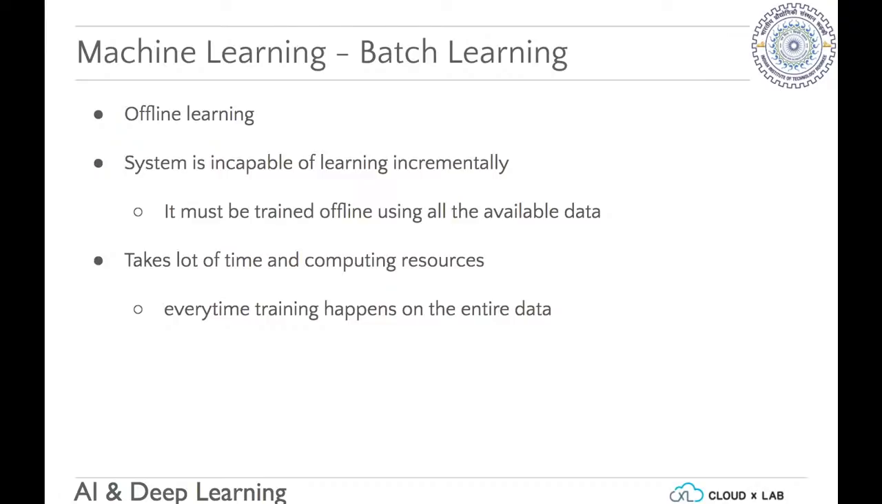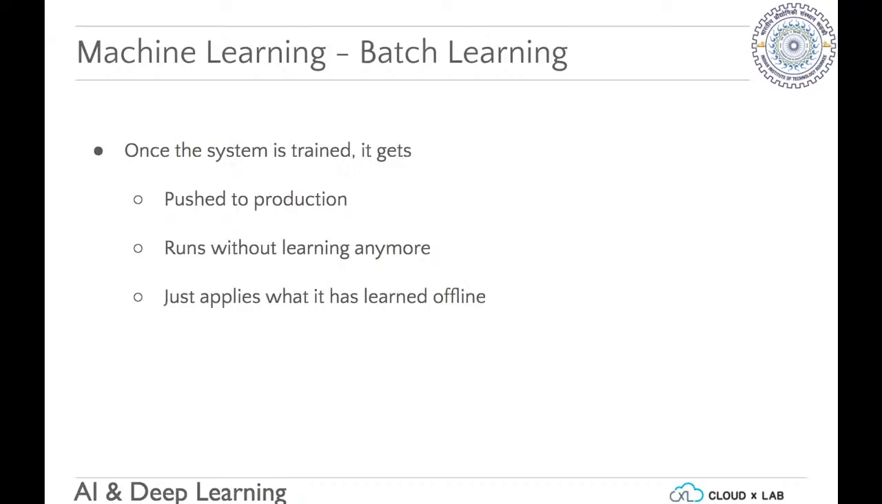Like we generally run the training, we have the data on our high-end machine, and we basically train it on that data, and then we deploy it to the production, right? It doesn't learn in the production, right? So basically it's offline learning. The system is incapable of learning incrementally, and it must be trained offline. It takes a lot of time and computing resources, but the important part is batch learning is the most common form of learning that you will find, right?